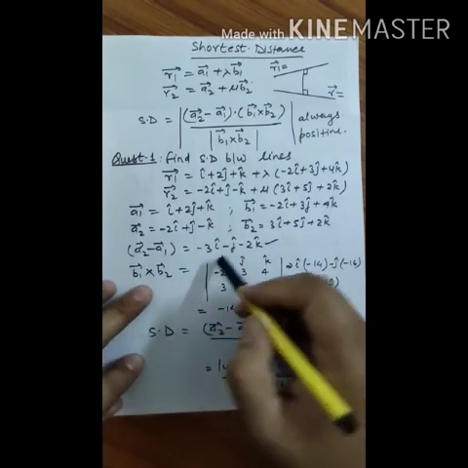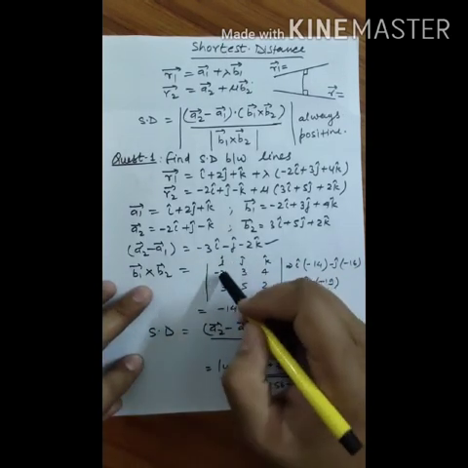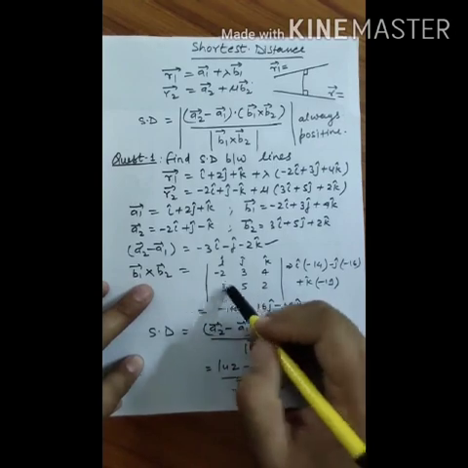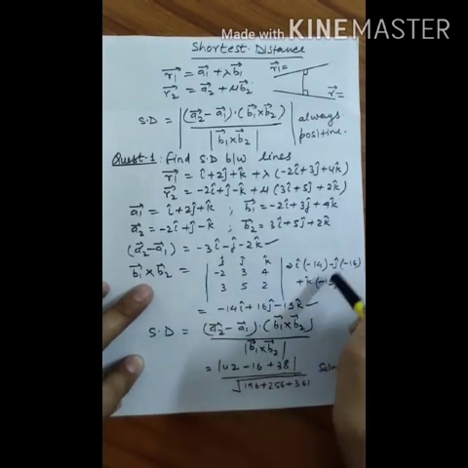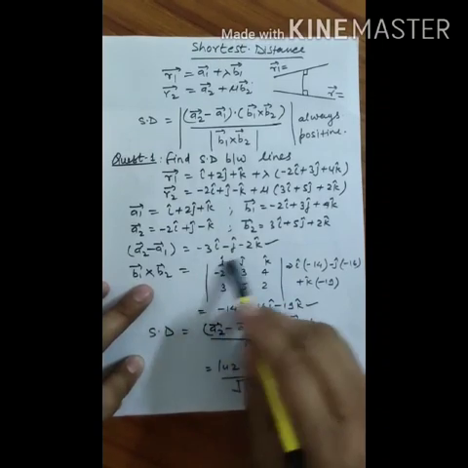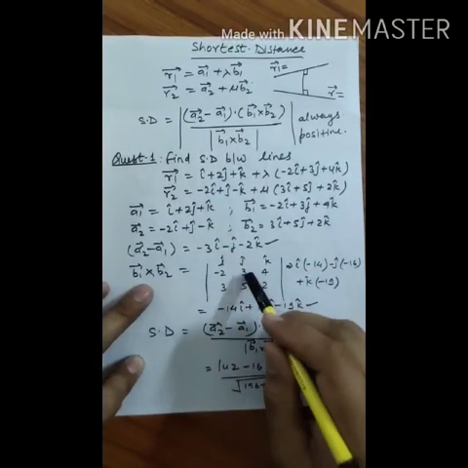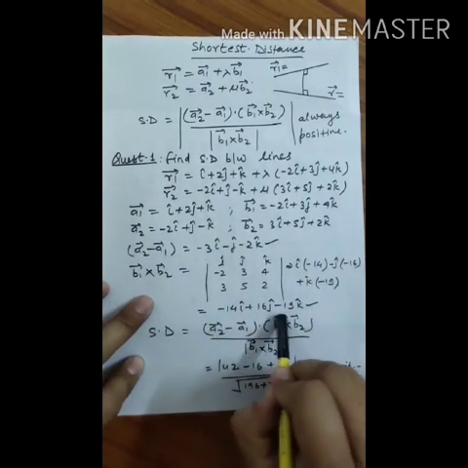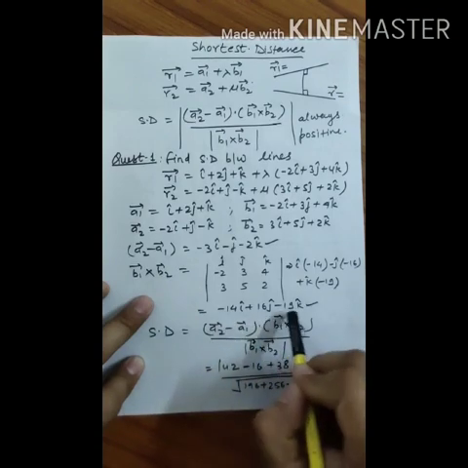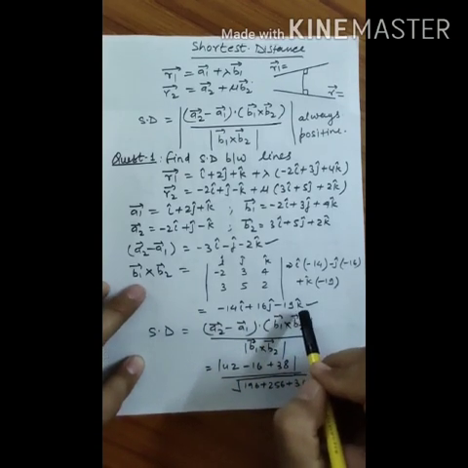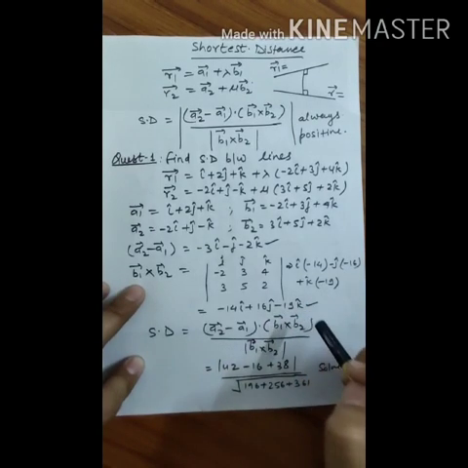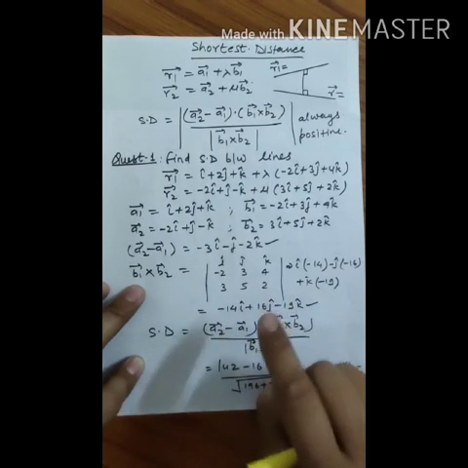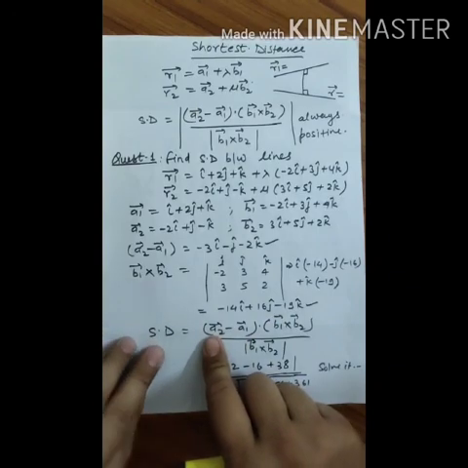So b1 cross b2 we will find this way: i j k, then the components of the b1 vector and the components of the b2 vector. Now expand along the first row, we will get this one. This is how we expand. Everybody knows this. 3 into 6, 6 minus 20, minus 14, in this way. So after solving this, we will get minus 14 i cap plus 16 j cap minus 19 k cap. This is b1 cross b2. Now find the magnitude of b1 cross b2, that is the square root of 14 squared plus 16 squared plus 19 squared. Now put the respective values in this formula.